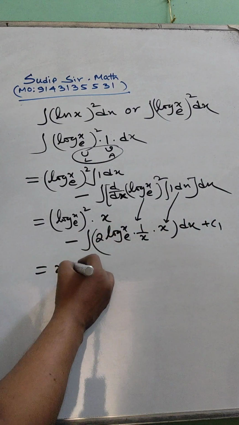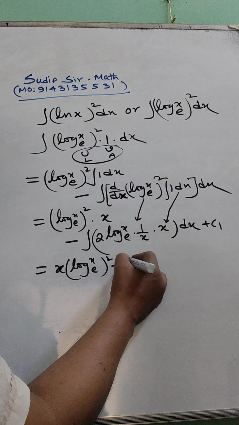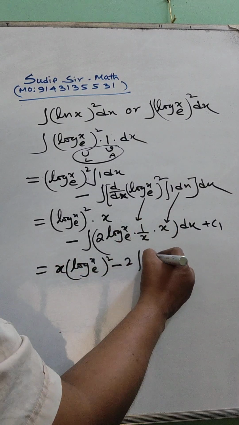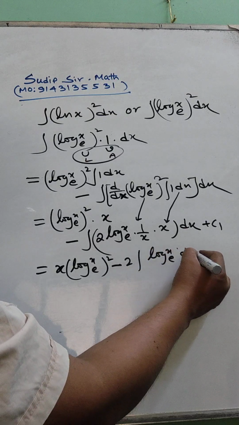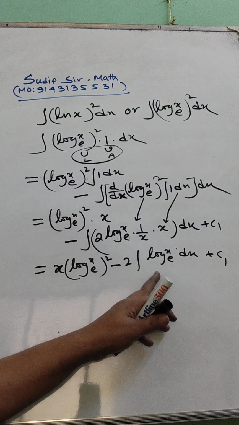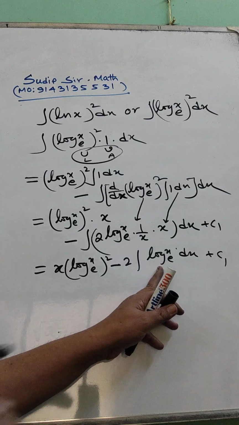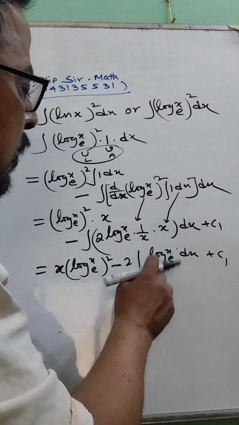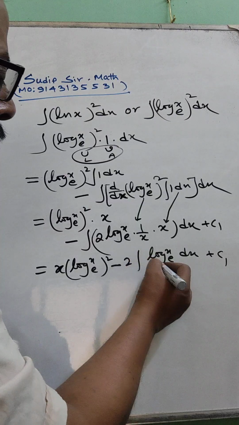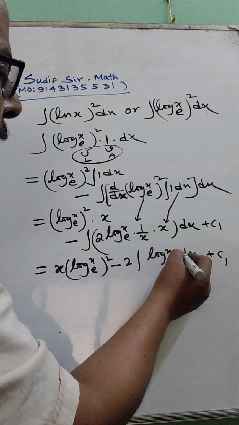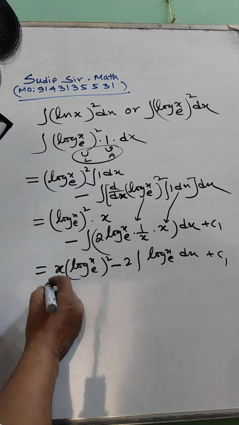it will be x (log x base c)² minus 2, this will be only log x base c dx, plus c1. Now again you have to do another by parts. This is also by parts because log x is u and 1 dx is v. Then the next part is like this.